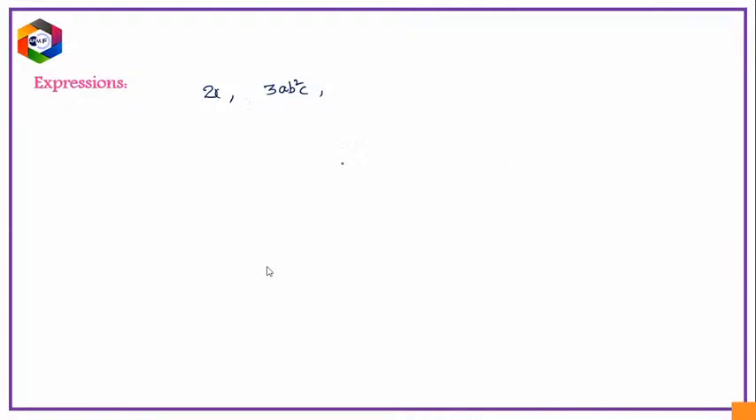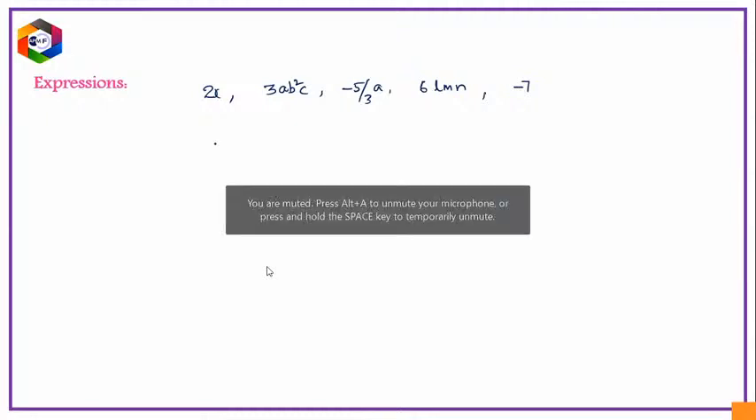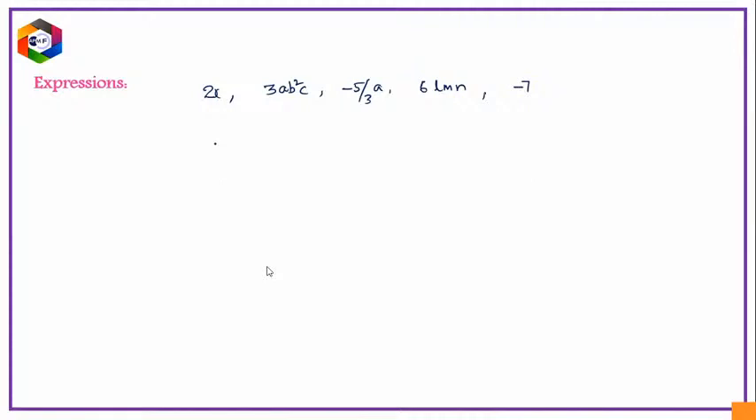So this is another term which we are talking about, minus 5 by 3a or 6lmn. These are all simply, if we talk about the constant, minus 7. These are all of the terms. Now, if these terms are separated with either the sign plus or minus, then the new expressions, whatever they obtain, those are called algebraic expressions.